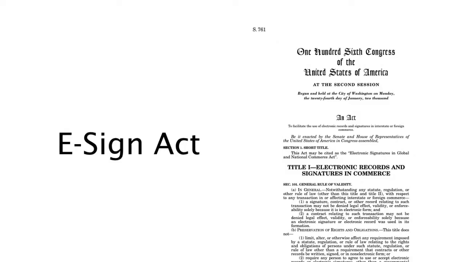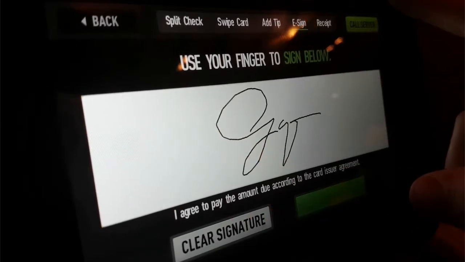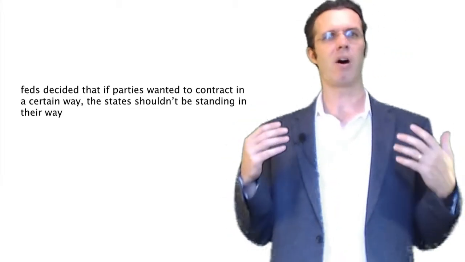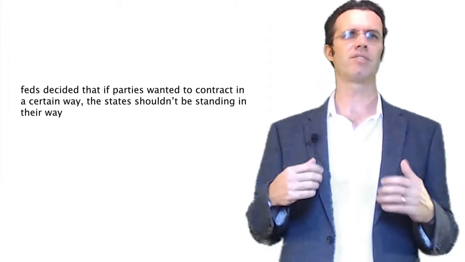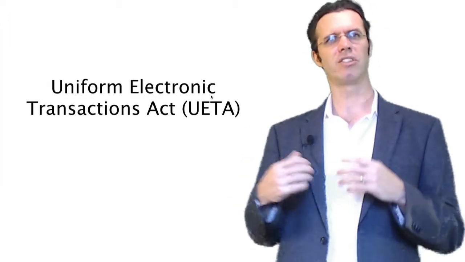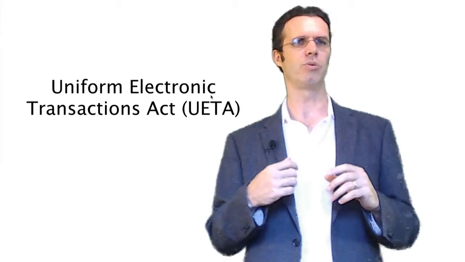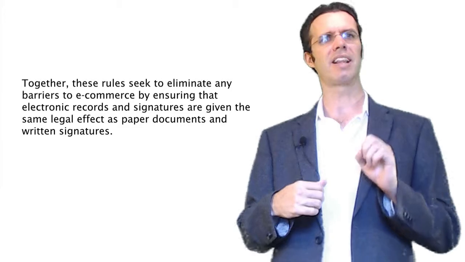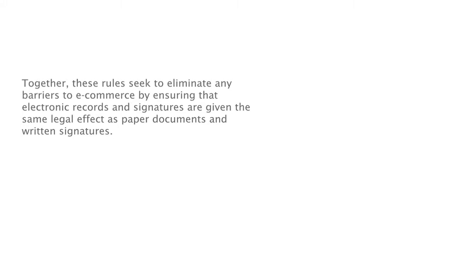The result was the federal adoption of the e-Sign Act, which basically says that if parties agree to use electronic documents and signatures, that agreement will stand, whether or not contrary to existing state law. Essentially, the feds decided that if the parties wanted to contract in a certain way, the states shouldn't be standing in their way. A number of states followed suit, offering additional clarifications on how to authenticate identity through the adoption of the Uniform Electronic Transaction Act, the UETA. Together, these rules seek to eliminate any barriers to e-commerce by ensuring that electronic records and signatures are given the same legal effect as paper documents and written signatures.